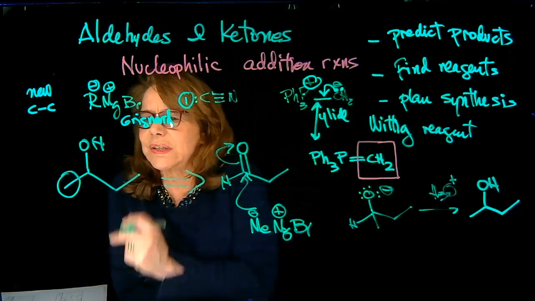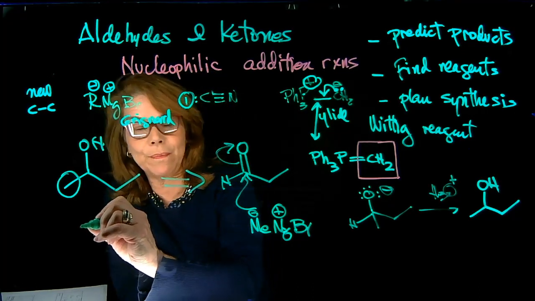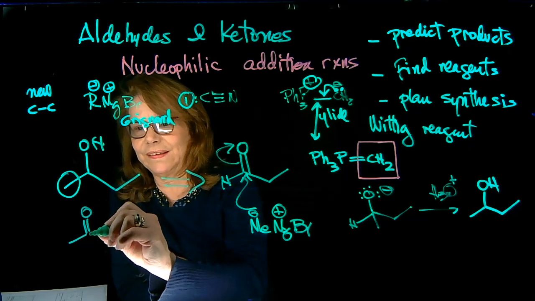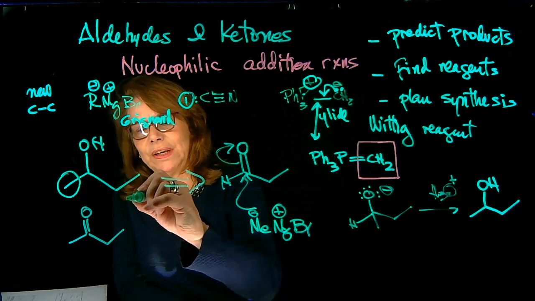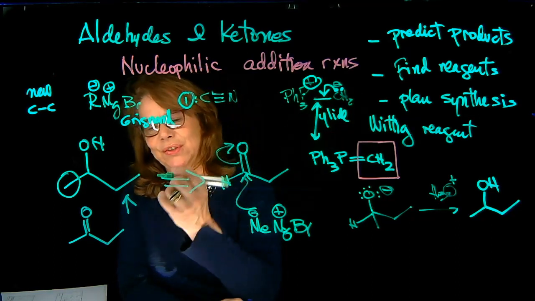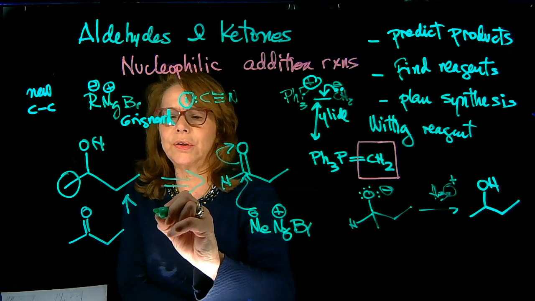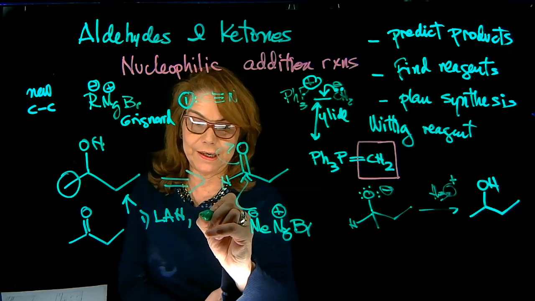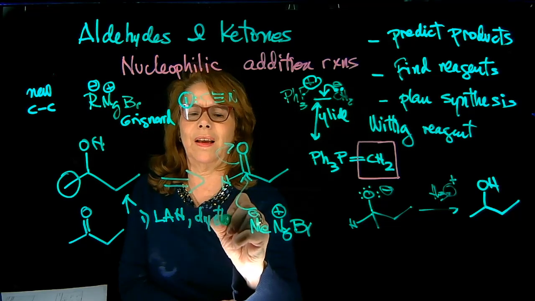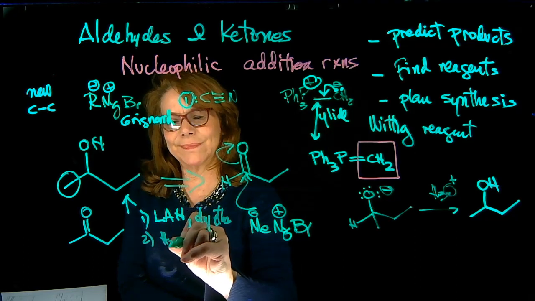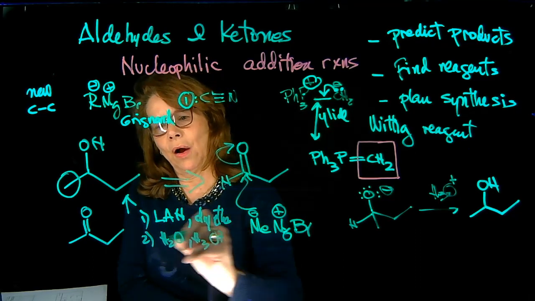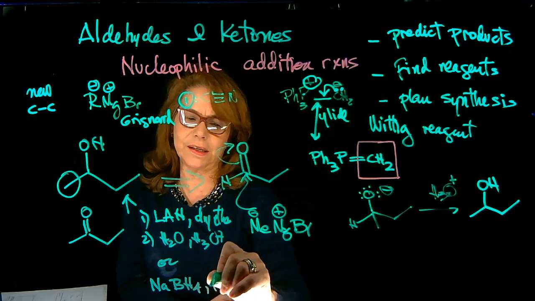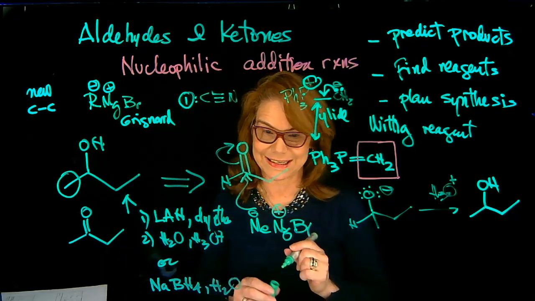Other things that I can do to synthesize that, I could do it from a ketone. If I do this ketone, for example, to get here, I need to do a reduction. So I can do a couple of things. I can use lithium aluminum hydride in, say, dry ether, and then add water and acid, or I can use sodium borohydride, and that I can use with water. Remember that sodium borohydride is less reactive.